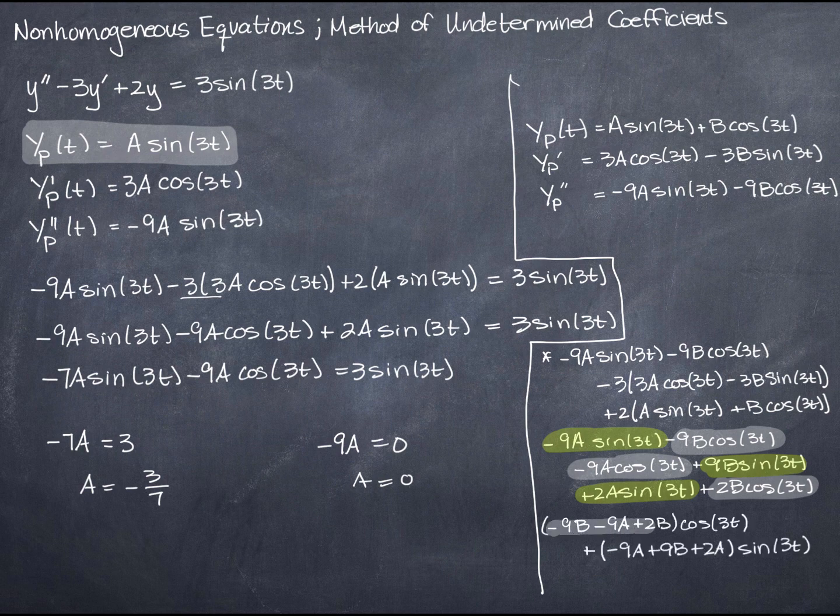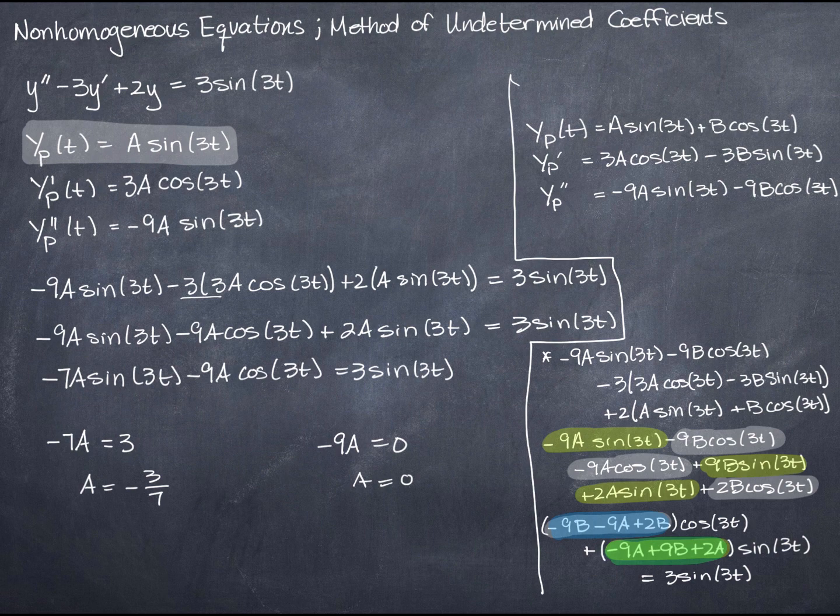So here is all of my cosines with the cosine factored out, and the same thing with the sine, just combine like terms. And this all has to equal 3 times the sine of 3t. Somehow this has to equal 3, but this has to equal 0.